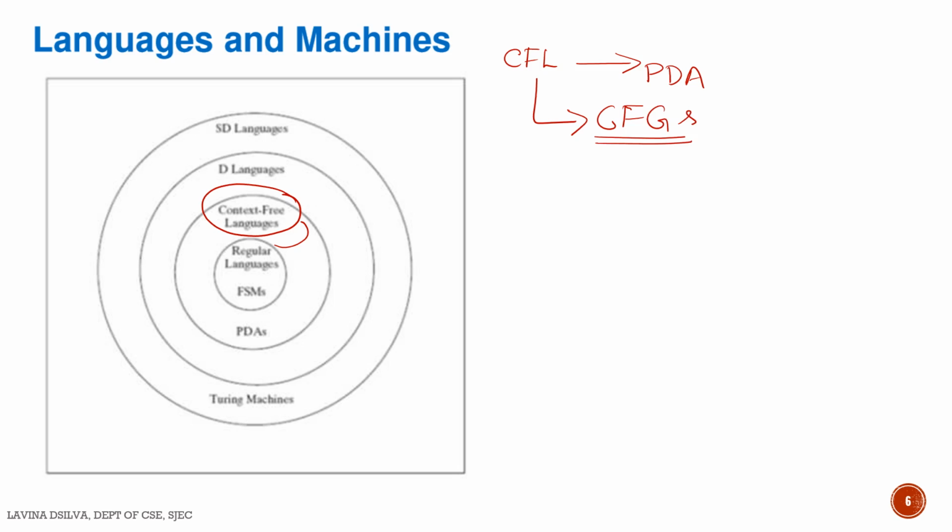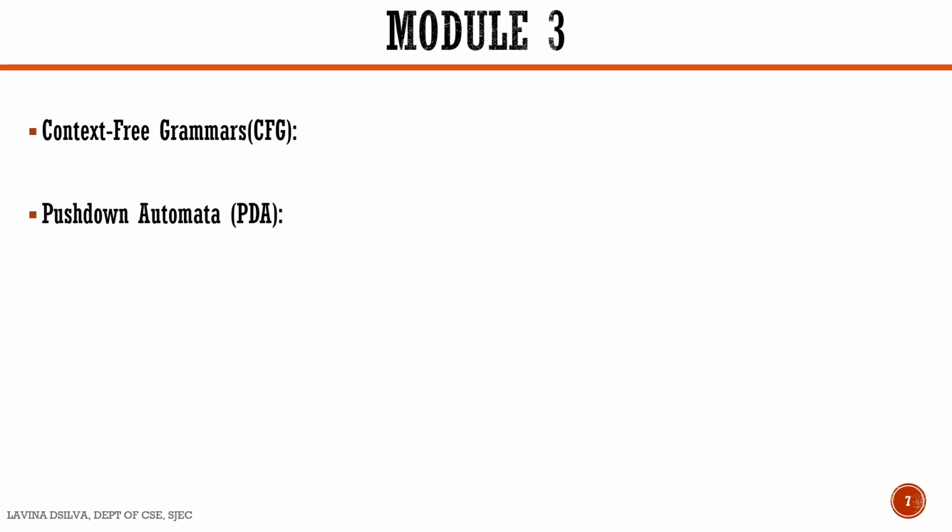So in module 3 of the syllabus, we will be studying context-free grammars and push-down automata. In module 3, we'll be studying the two concepts involved with context-free languages, that is context-free grammars, and the computational model which accepts context-free languages, that is push-down automata.